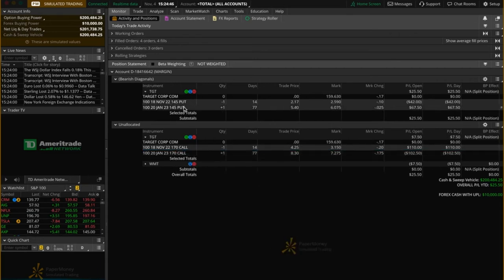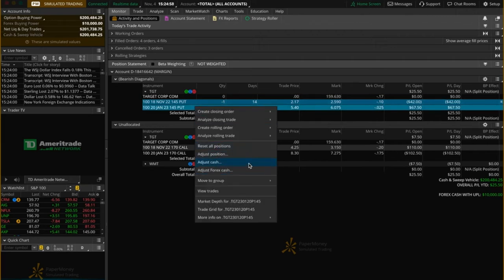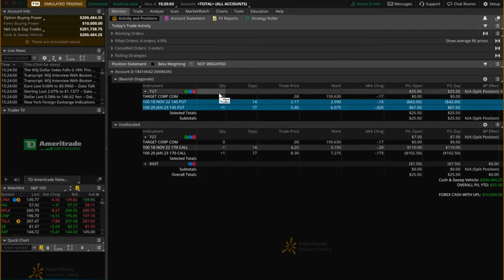All right, so there's the Target put calendar. Oh, that one's named diagonals. Okay, that's weird. So this is a calendar, and we can look at this. Analyze rolling trade. No, analyze closing trade. No, that's not what we want. Okay, so this is one that I took on yesterday. Actually, today at the beginning of the day. So following up on what this is looking at, it's obviously bearish, so it's up 25.50.